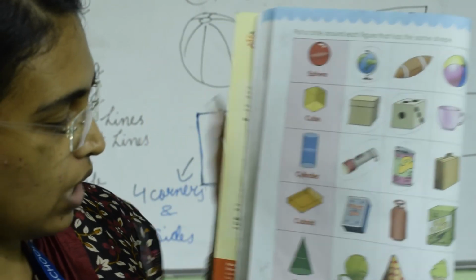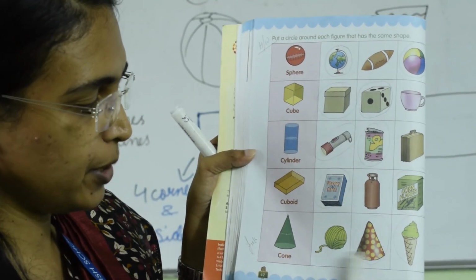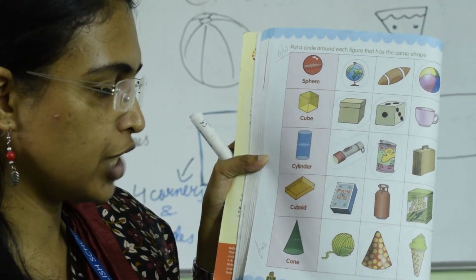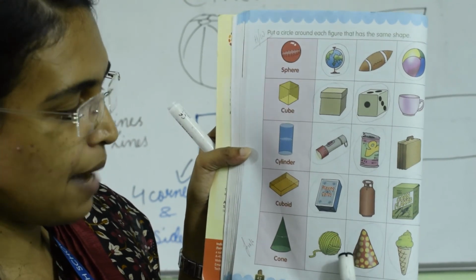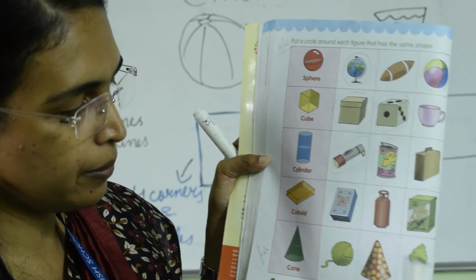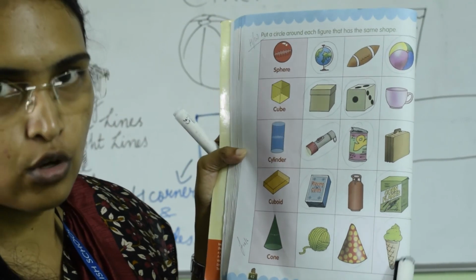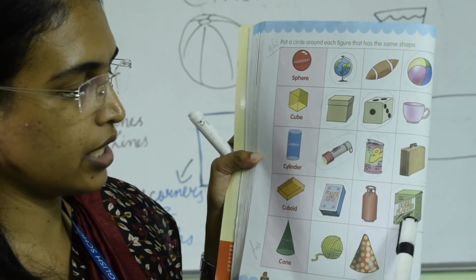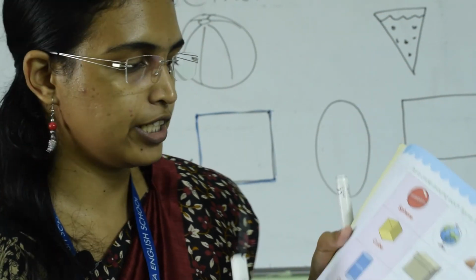Okay. Now the last one is cone. In these three pictures, which have cone shape? Does this woolen ball have cone shape? No. This birthday cap has cone shape, and this ice cream cone has cone shape, right? So you have to circle these two. So these all are your homework. Do it at home.